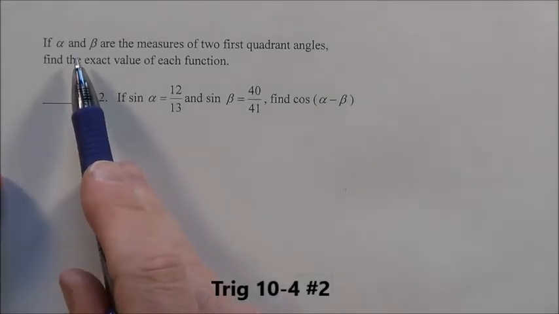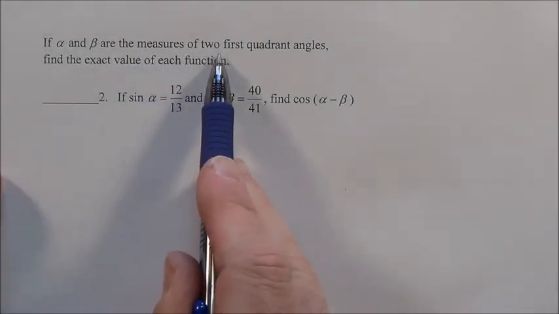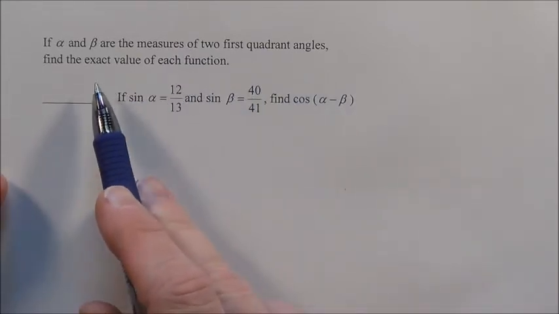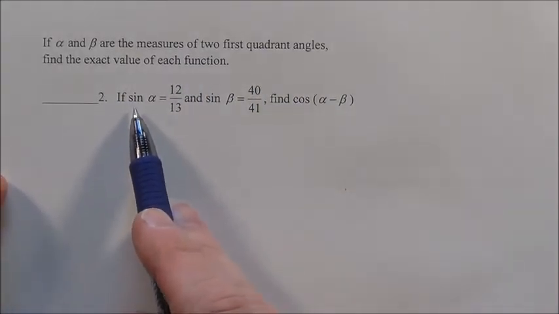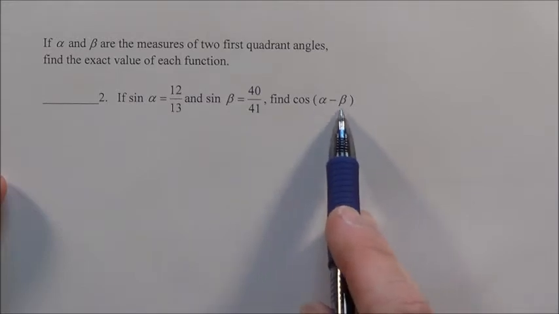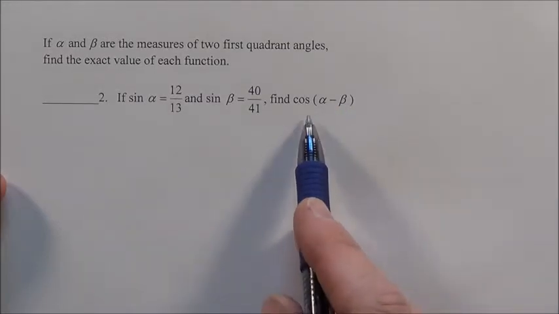Here's problem 2. If alpha and beta are measures of two first quadrant angles, so they're in the first quadrant, find the exact value of each function. Here it says find cosine of alpha minus beta. We're going to apply the formula.